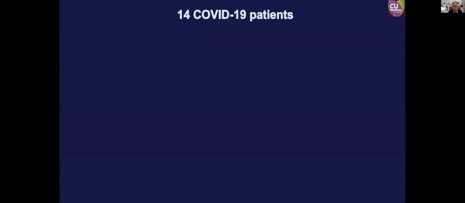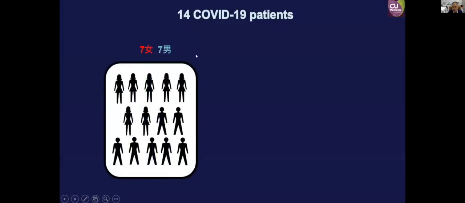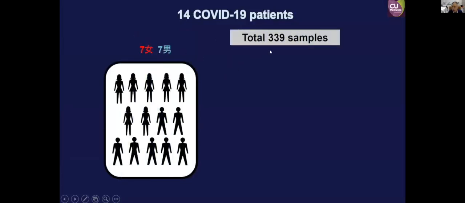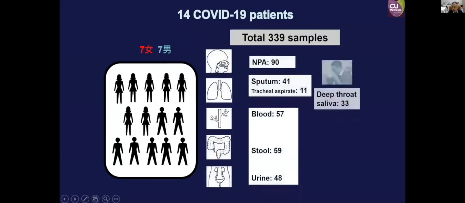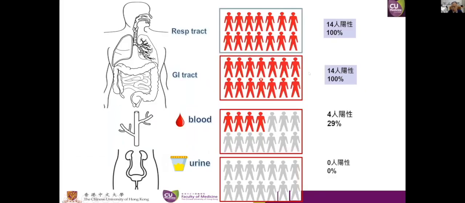At the very beginning of the outbreak, we tried to recruit 14 patients from a hospital, 6 male and 6 female. So we had around 300 samples tested, with the purpose of seeing where you find the virus. Okay, I think you're all familiar with this. Respiratory tract would be very good, and also GI tract as well. And then blood seems to be not very sensitive, in contrast to SARS-CoV in 2003. Blood is not that good for SARS-CoV-2. And urine, all of them were negative.